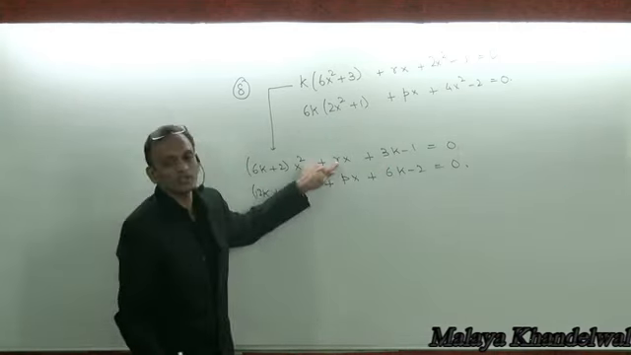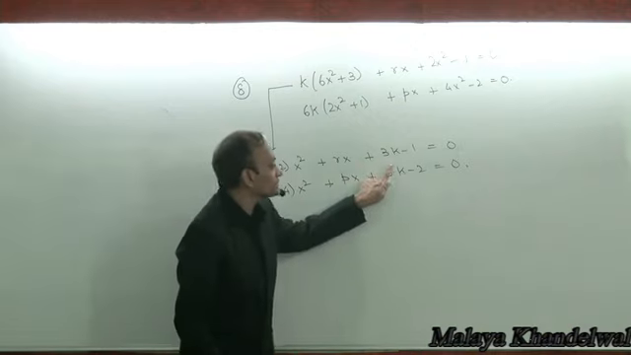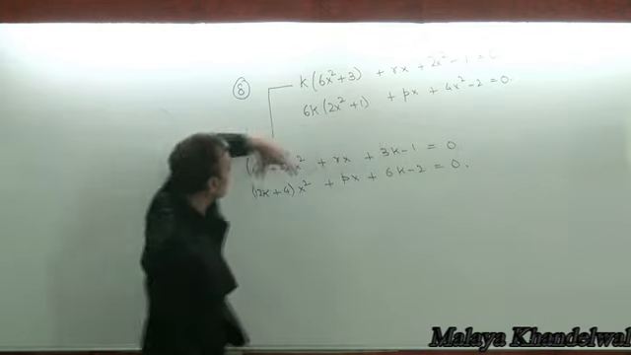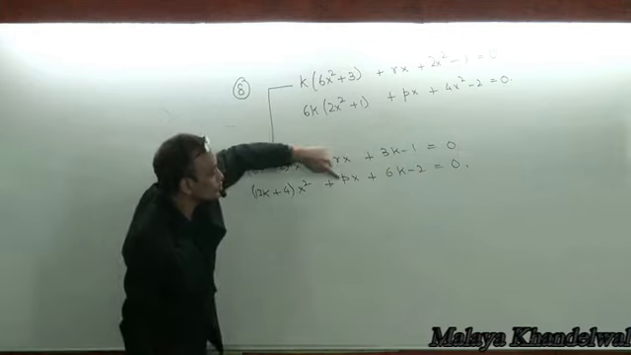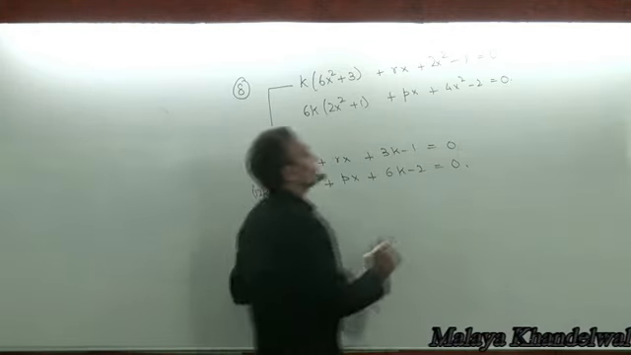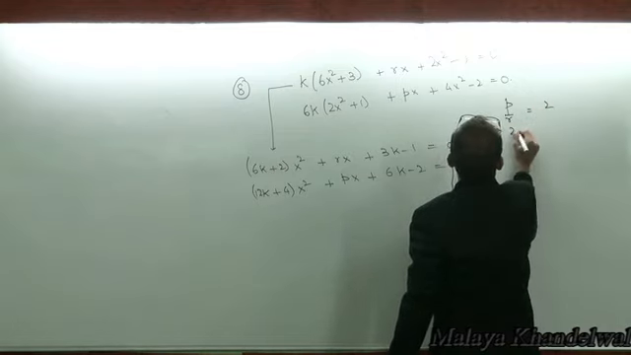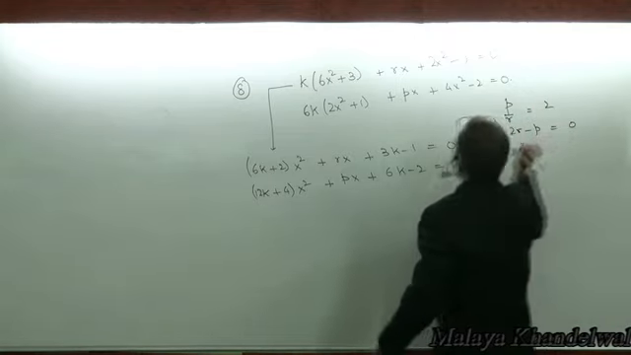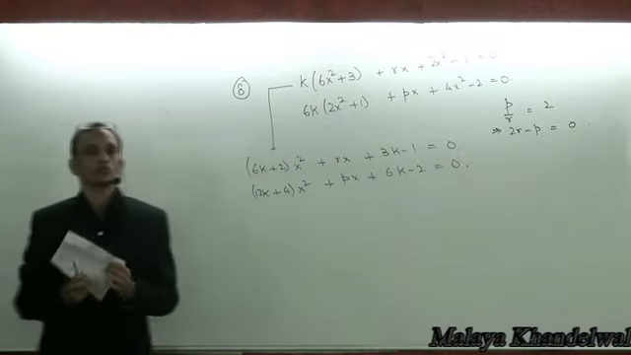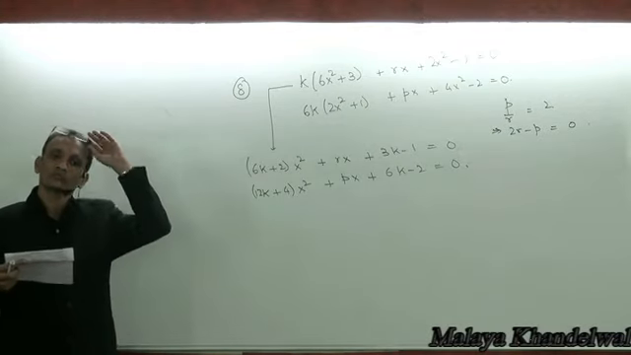In order that the quadratics have identical roots, their coefficients must be proportional, and the ratio of their coefficients, this divided by this is 2, this divided by this is 2. So p by r must be 2, or 2r minus p must be 0. Yes or no? Right now?